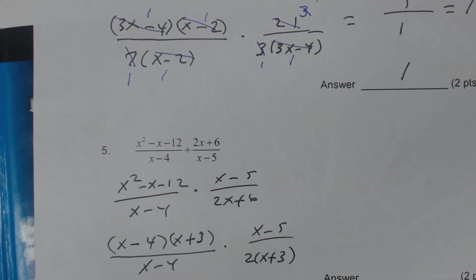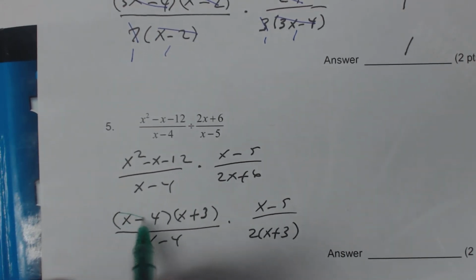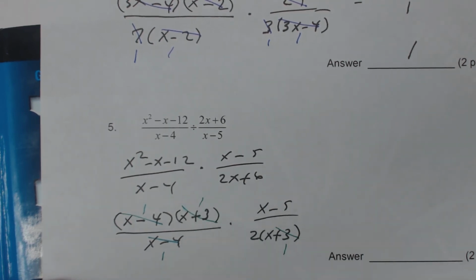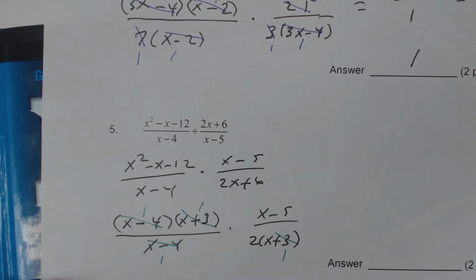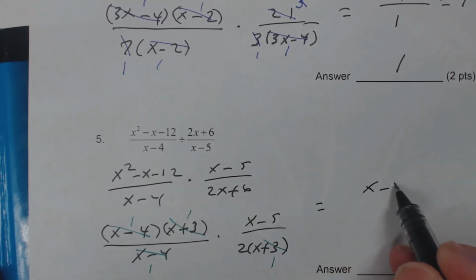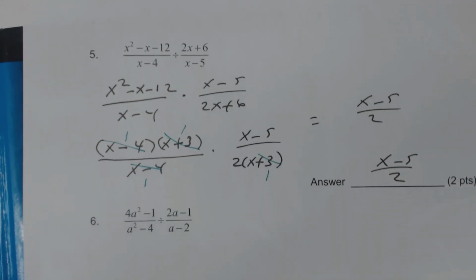Alright, so now let's go ahead and reduce. This x minus 4 will reduce with this one. And remember, you put ones in their place because x minus 4 divided by x minus 4 is 1. X plus 3 reduces with this one. And you get factors of 1 left. X minus 5, there are no other factor of x minus 5 down here, and it looks like you're done. So the answer will be 1 times x minus 5 is x minus 5. 1 times 2 times 1 is 2. So the answer is x minus 5 divided by 2.